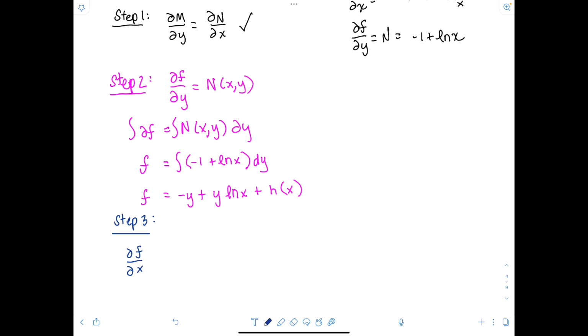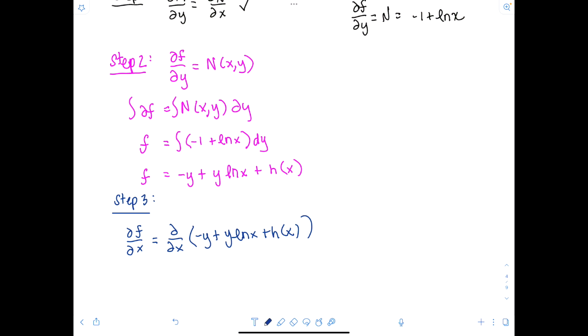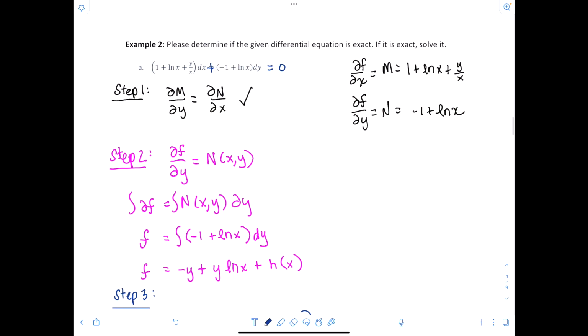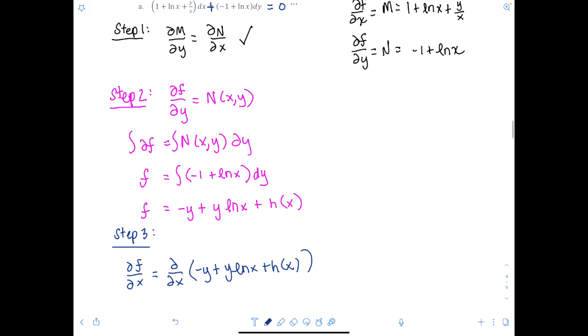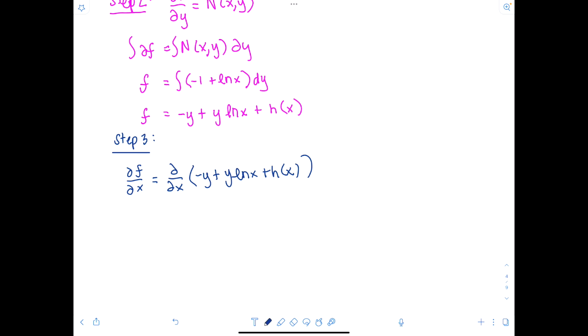And so that's going to be equal to the first partial with respect to x of all the stuff we got from the last step: -y plus y natural log of x plus h of x. All right, well, what was df/dx? Remember, df/dx is equal to M, and M was 1 plus natural log of x plus y over x. So I'm going to write that in.